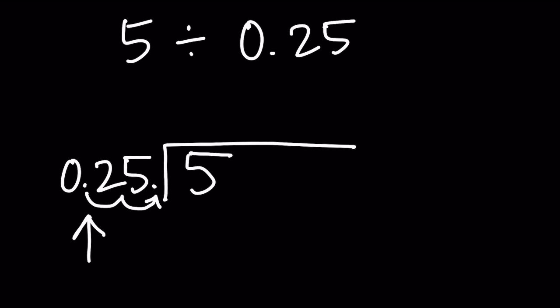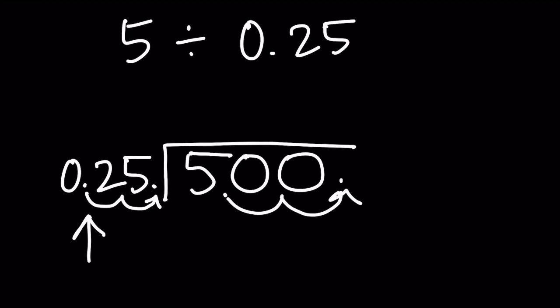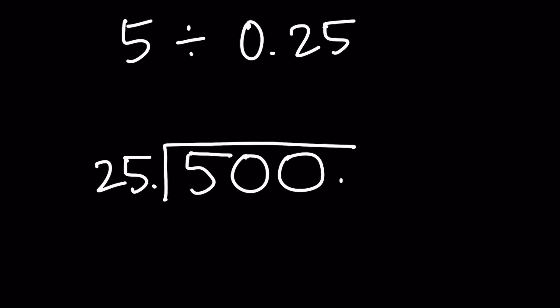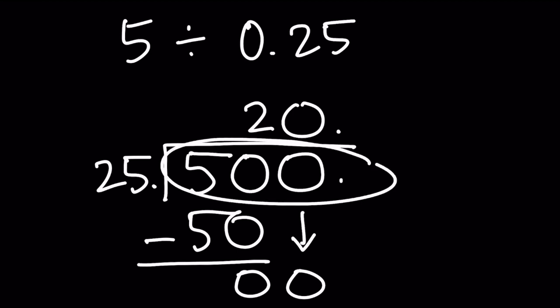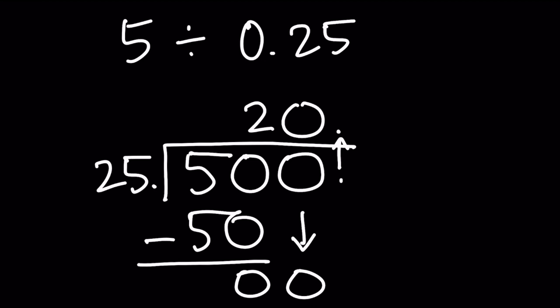Now, to keep the ratios the same, we need to do the same thing to the dividend. So the decimal place has to move 2 places to the right as well. Let me erase some of this to clean it up. So 0.25 becomes 25, and 5 becomes 500. Now we can start dividing. 25 goes into 50 2 times, and 25 goes into 0 0 times. And the decimal place will be determined by wherever the decimal is in the dividend. So we bring this guy up, and the answer is 20.